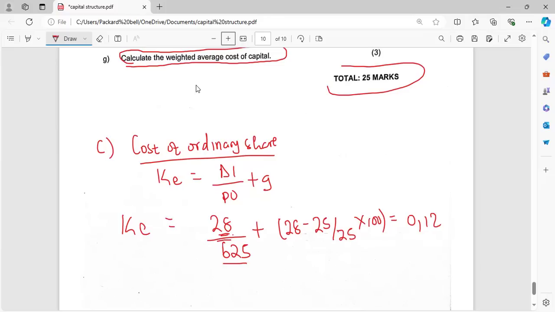So let's work here now so that we get this one. It's going to be 28 divided by 625. This one is giving me 0.048 plus 0.12. How much are we going to get? 0.1648, am I right? When you convert it to percentage, it is going to give you 16.48%.